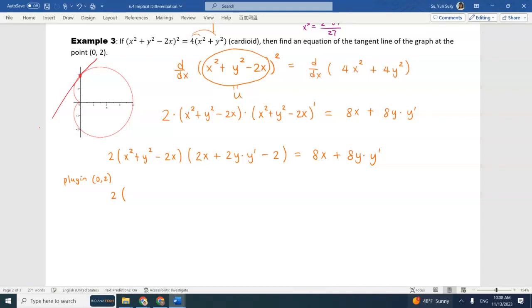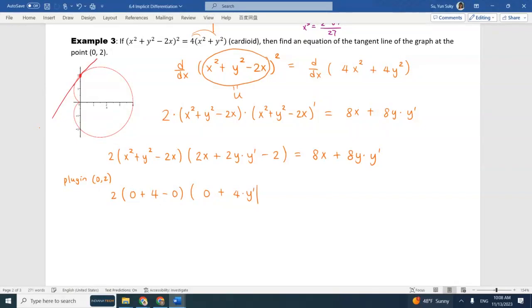You see, x is 0. 0 squared is 0, right? And then y squared, 2 squared is 4, right? And minus 2 times 0 is 0, right? And then x is 0. 2 times 0 is 0. Plus 2 times 2 is 4. Y prime we don't know.